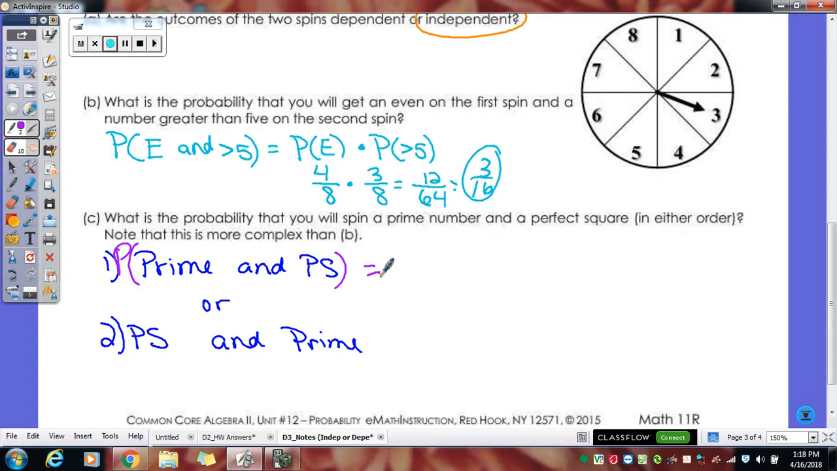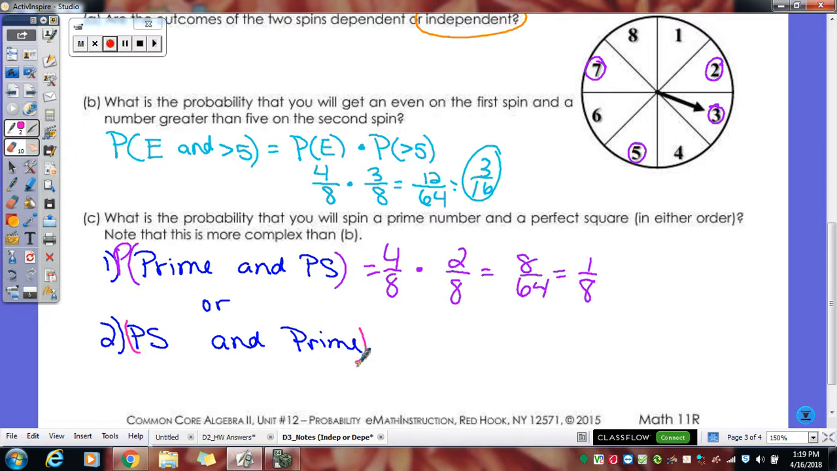what is the probability of a prime number? How many primes do we have up here? 4. 4 out of 8. And means we're going to multiply. What is the probability of getting a perfect square? 1 and 4 are the perfect squares on here, so 2 out of 8. Multiply our tops, multiply our bottoms. We get 8 out of 64, which is 1/8.